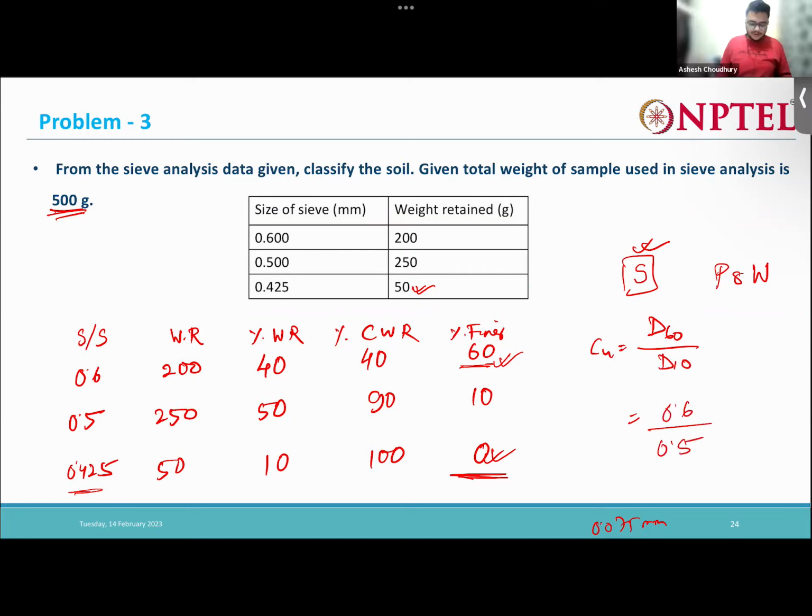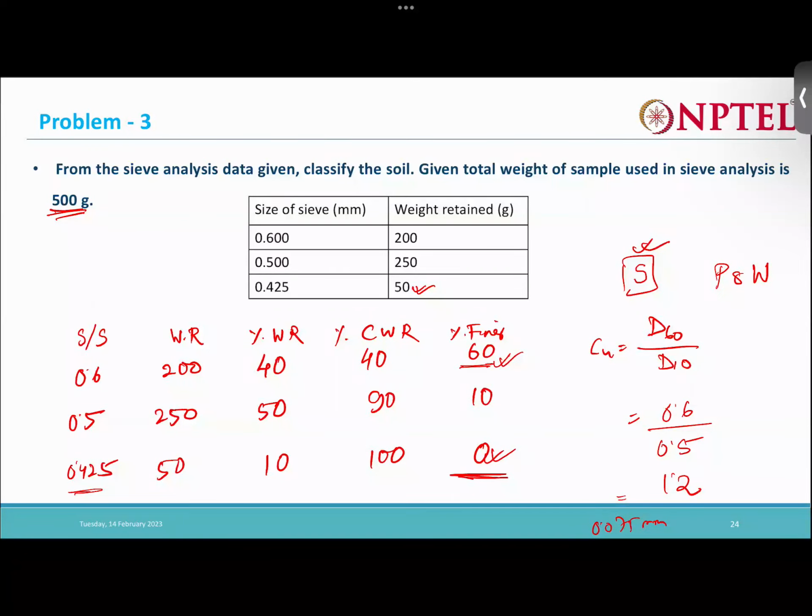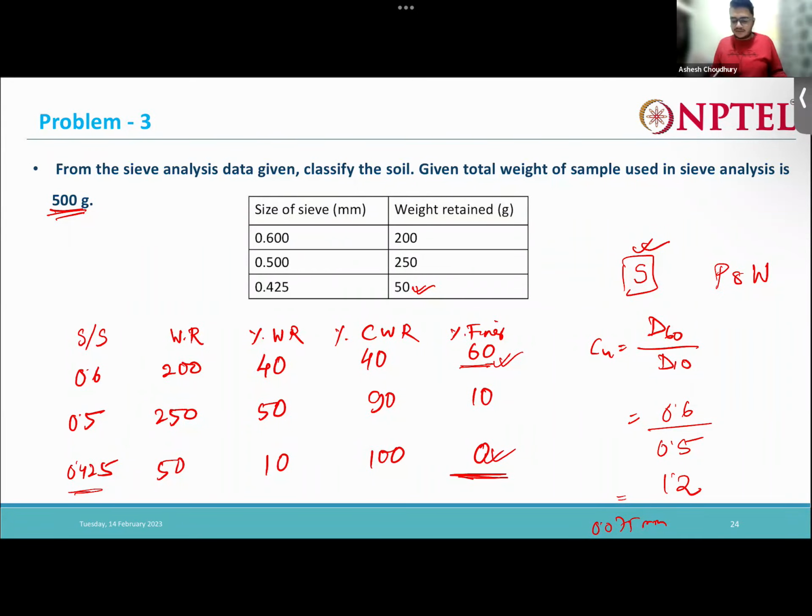0.5, correct. So what is the answer? 1.2. Okay, so 1.2. Tell me if it is poorly graded or well graded. Poorly graded, because Cu is not greater than 6. Cu is less than 6. So the final answer will be poorly graded sand. This is my final answer. Good, correct.